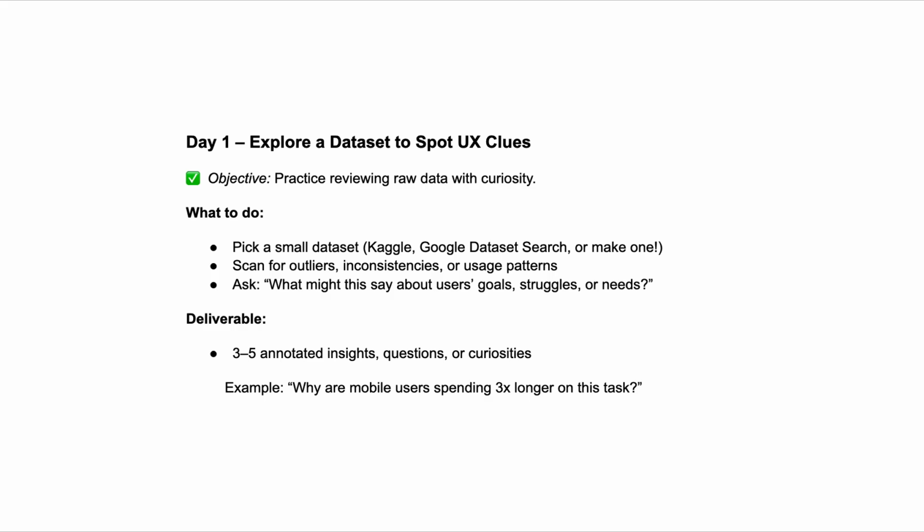And then ask, what does this actually say about the users, their goals, their struggles, their needs? What are they trying to do here? Why is this behavior this way? So in that Netflix customer retention data, why are people dropping off? Is it something to do with the country they're in potentially? Usage patterns, is there something we can tell based on how they're using it?